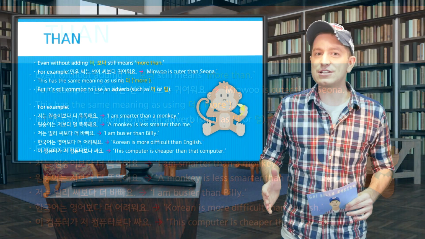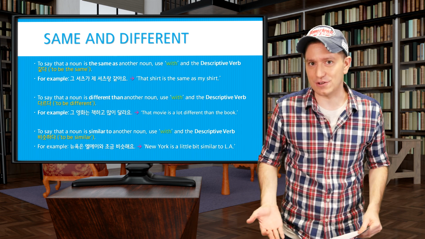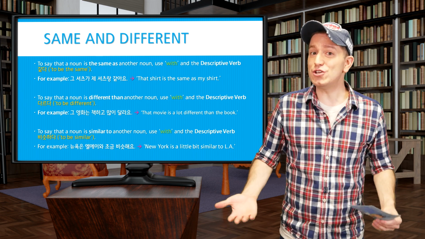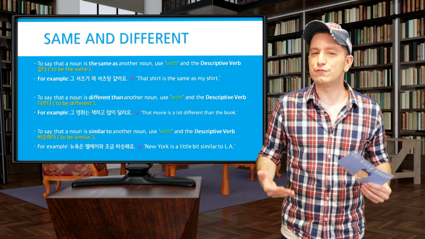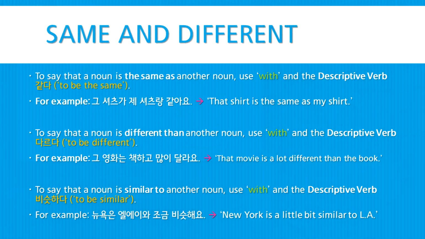Next, let's learn how to say that something is the same as something else or different than something else. First, to say something is the same as something else, use one of the particles for with, followed by the descriptive verb 같다, meaning to be the same. For example, 그 셔츠가 제 셔츠랑 같아요. That shirt is the same as my shirt.